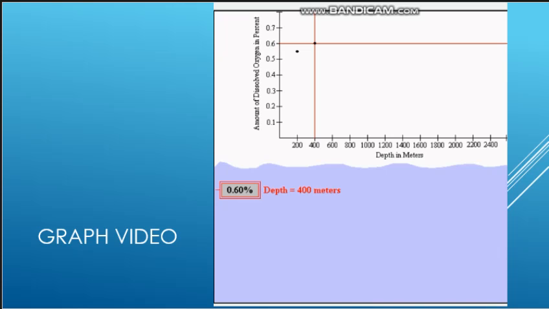And that point tells me that at a depth of 400 meters, the amount of dissolved oxygen is 0.6%. Now, let's suppose we want to be a little more detailed. We know the amount of oxygen at 200 and 400 meters, but let's suppose we want to track the oxygen in smaller intervals, say depths of 50 meters. Well, to do that, we're going to have to go back and start at 50 meters and figure out what the amount of oxygen is there.